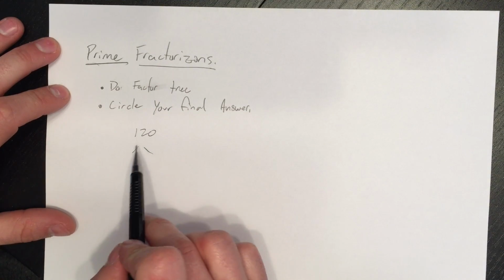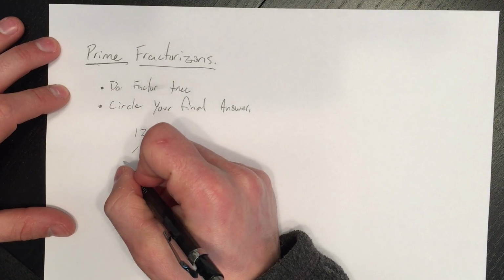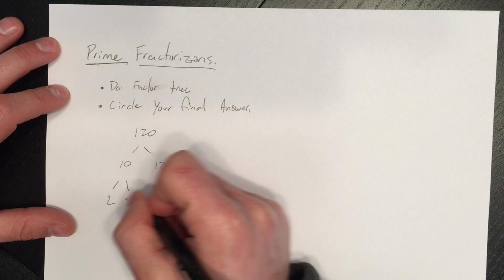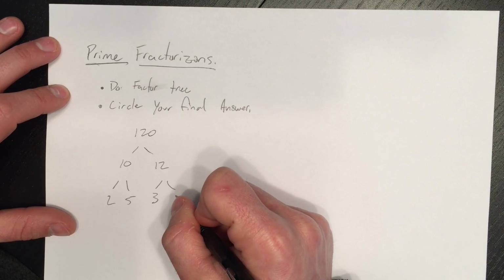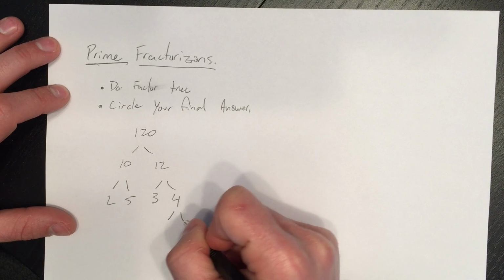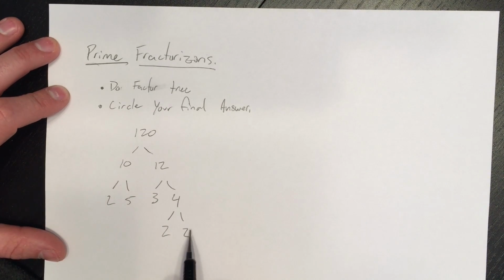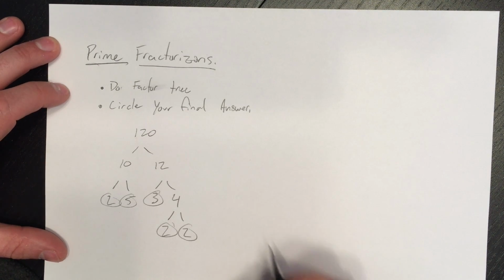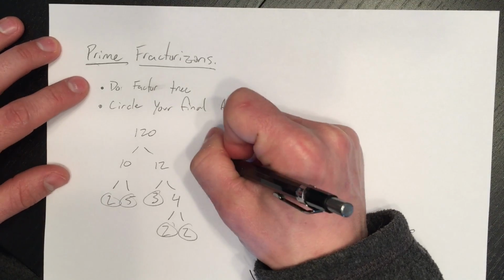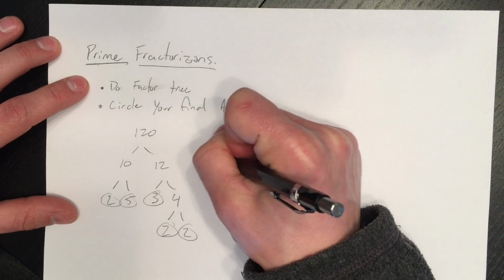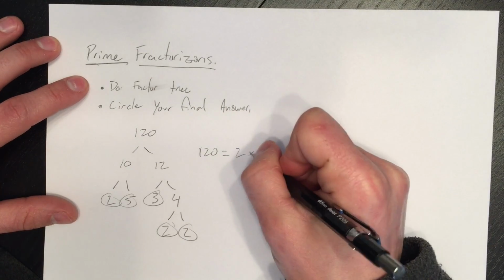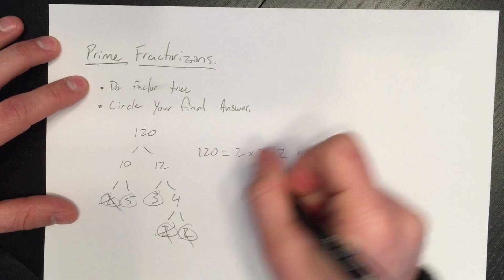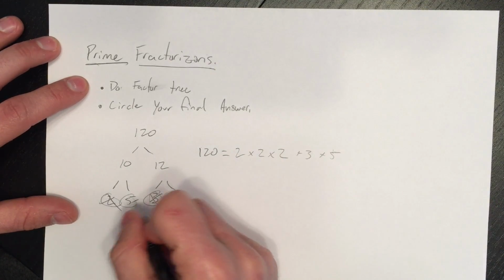120. 120 can be broken down into 10 and 12, which can be broken down into 2 and 5 and 3 and 4. 4 can be broken down into 2 and 2, so we're left with a 2, a 5, a 3, a 2, and a 2. So let's put them in order from smallest to largest. So say 120 equals 2 times 2 times 2, that's the 3 2's, times 3 times 5.